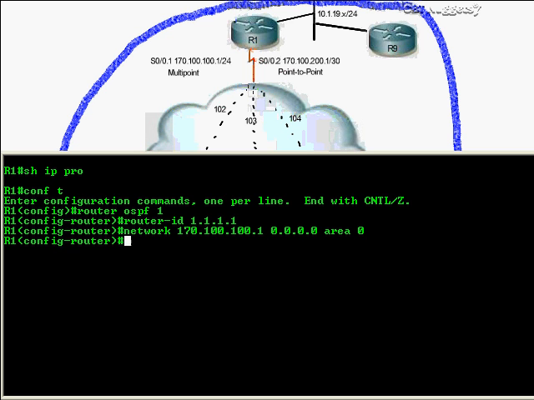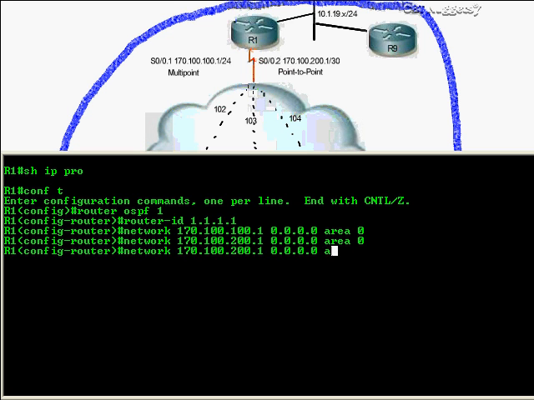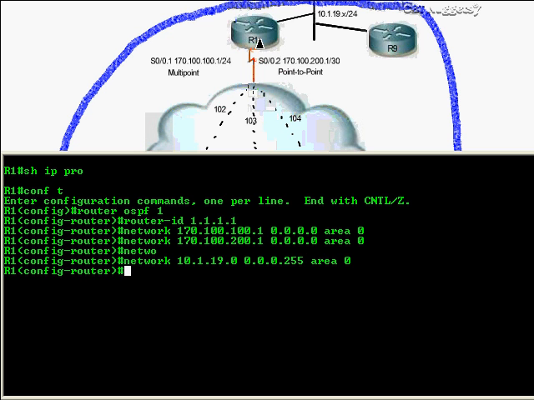Let's also take care of the other 3 interfaces while we're here. I'll go ahead and jump up here and do the 200.1 in area 0. And finally, well, probably easier to just retype it at that point. Network 10.1.19.0, we're not too sure what that interface is. Area 0. So we'll put all that full network into the OSPF configuration.